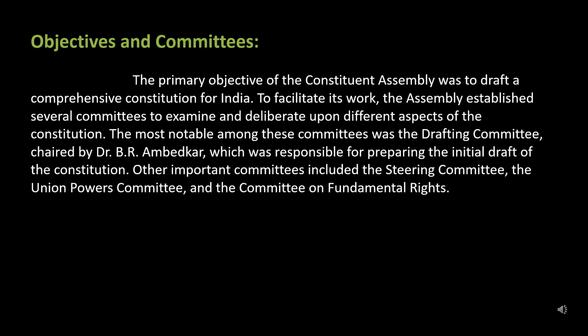Objectives and committees. The primary objective of the Constituent Assembly was to draft a comprehensive constitution for India. To facilitate its work, the Assembly established several committees to examine and deliberate upon different aspects of the Constitution. The most notable among these committees was the Drafting Committee, chaired by Dr. B.R. Ambedkar, which was responsible for preparing the initial draft of the Constitution. Other important committees included the Steering Committee, the Union Powers Committee, and the Committee on Fundamental Rights.